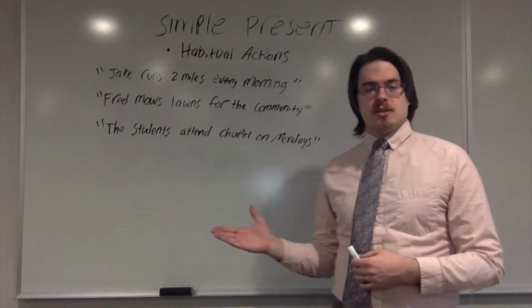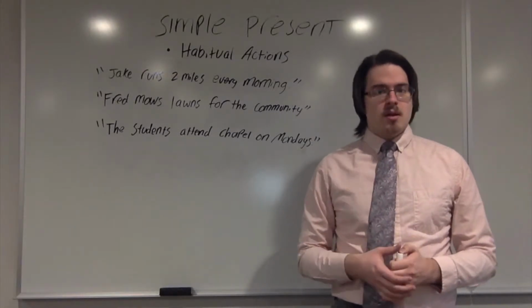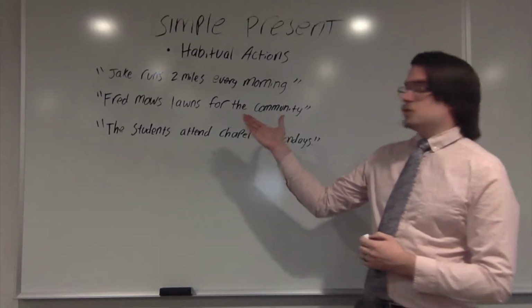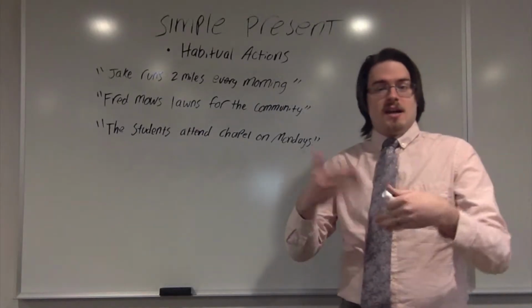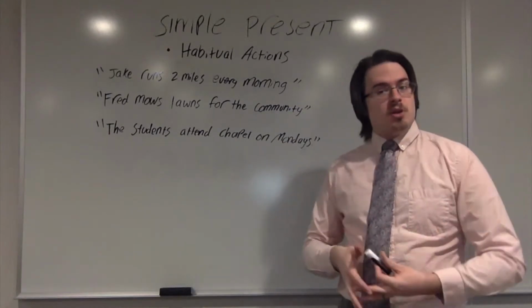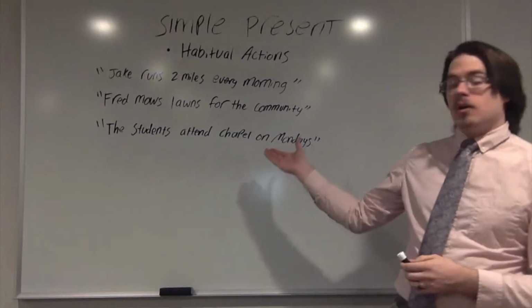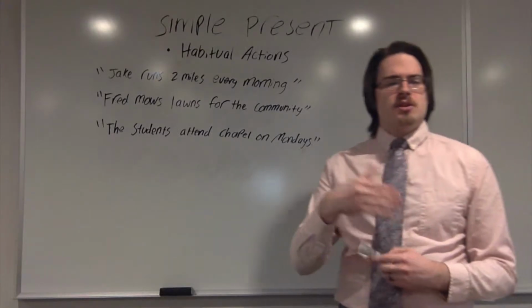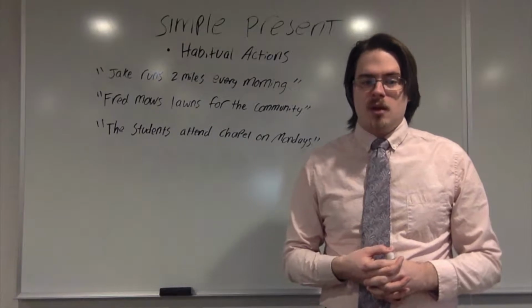Here are some examples explaining the second way the simple present tense can be used, namely habitual actions. So let's look at these examples. Jake runs 2 miles every day. So this is something that he does in a habitual manner. Likewise, Fred mows lawns for the community. Once again, it's talking about a habit that he continually does. Or the students attend chapel on Monday. And so these habitual actions talk about actions that usually occur within a given time frame.